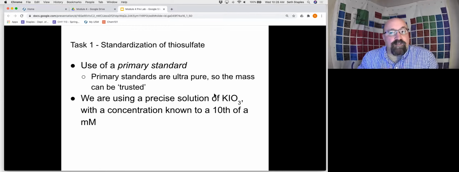And to do this, we make use of what we call a primary standard. Primary standards are ultra pure. Not only are they ultra pure, they're not hygroscopic. They don't suck in the water like something like thiosulfate does. And then to go even further, we usually dry them in an oven and then store them in a desiccator so that no water, even though water doesn't stick to it, we don't even give water a chance to get near it. And so primary standards are very often used for just this purpose, to then standardize another solution.